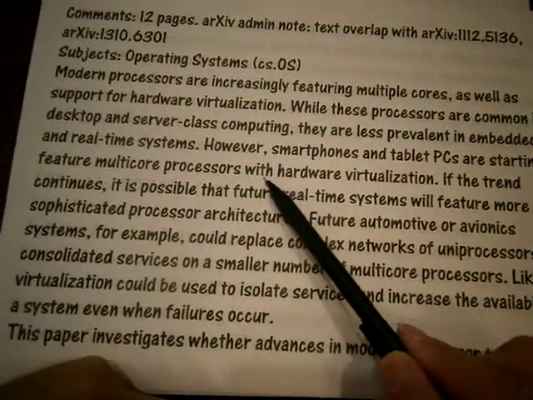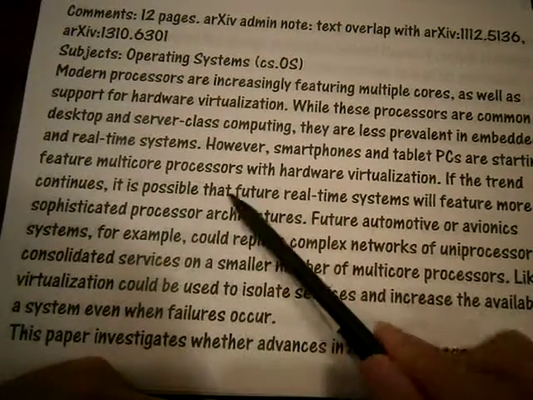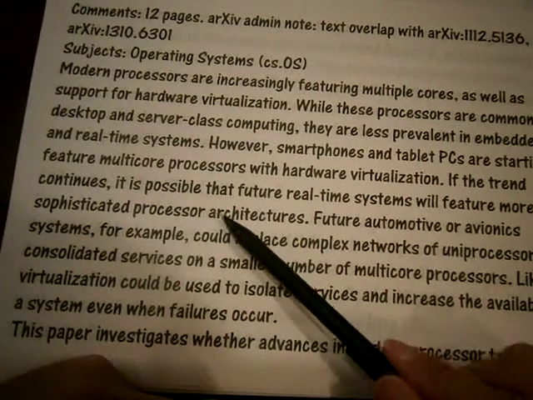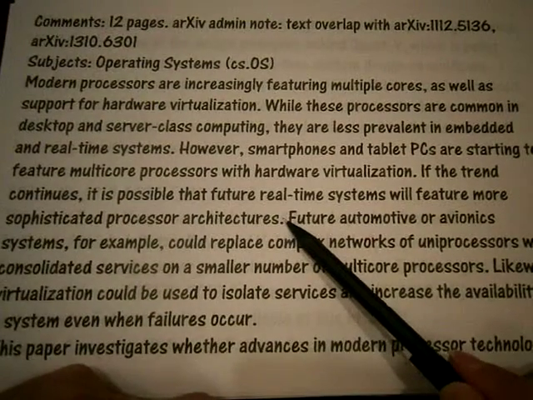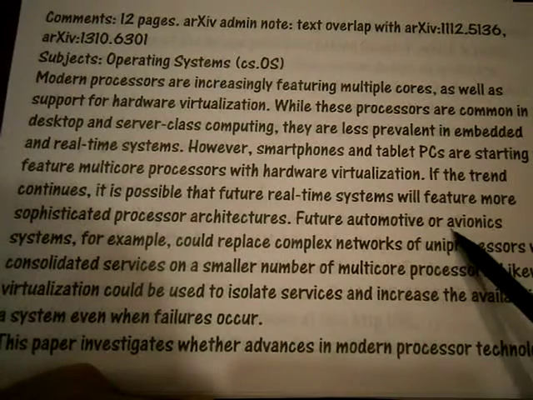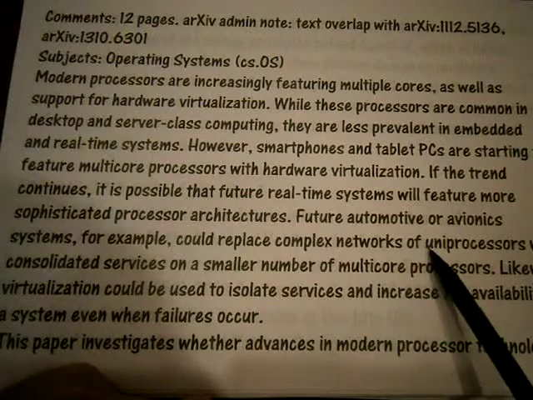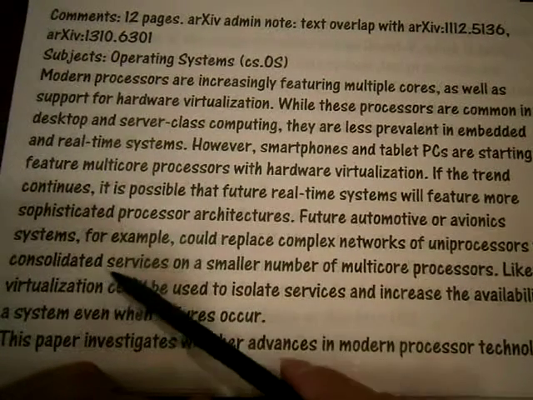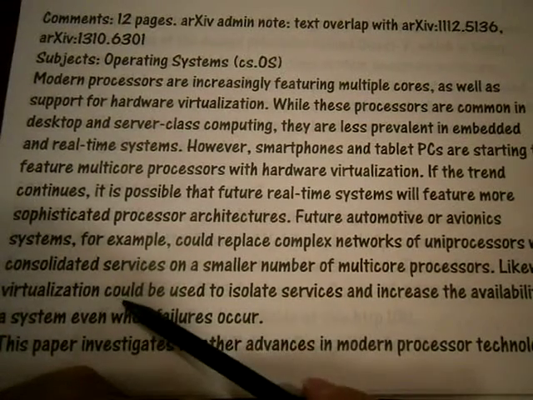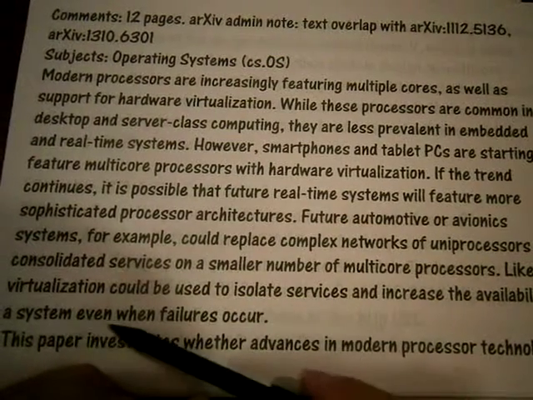microprocessors with hardware virtualization. It is possible future real-time systems will feature more sophisticated processor architecture. Further, automotive systems, avionics systems, for example, could respect a complex network of uniprocessors with considerable services, smart number, multiple processors. Likewise, virtualization could be used to isolate services, increasing availability of a system even in future.